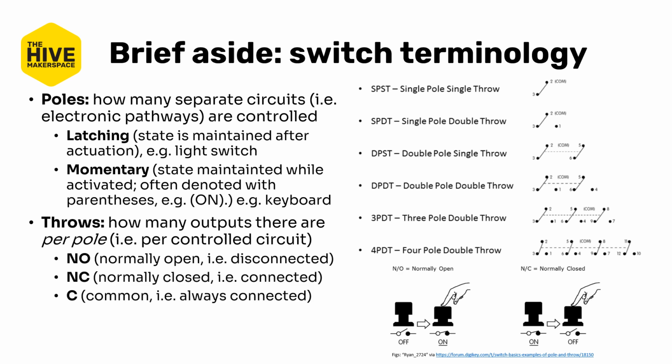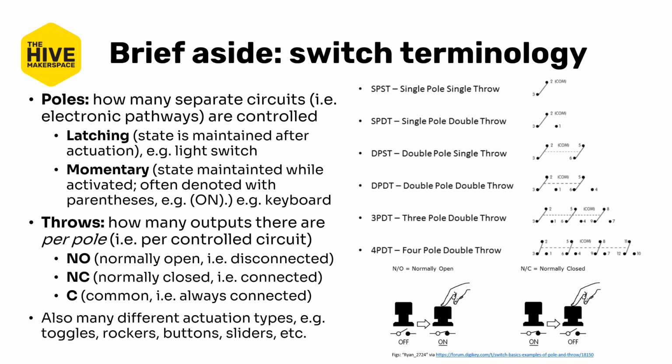Throws can be normally open, meaning disconnected, like the button on the lower right, or they can be normally closed, meaning connected, like the button on the lower left. One of the terminals will be common as well, meaning always connected to the input, and is mostly reserved for or relevant for double throw, meaning two output switches. There are also many different types of actuation, including toggles, rockers, buttons, sliders, and more. And switches are typically named by the number of poles and then the number of throws. So for instance, single pole, single throw, or a quad pole, double throw, like that.